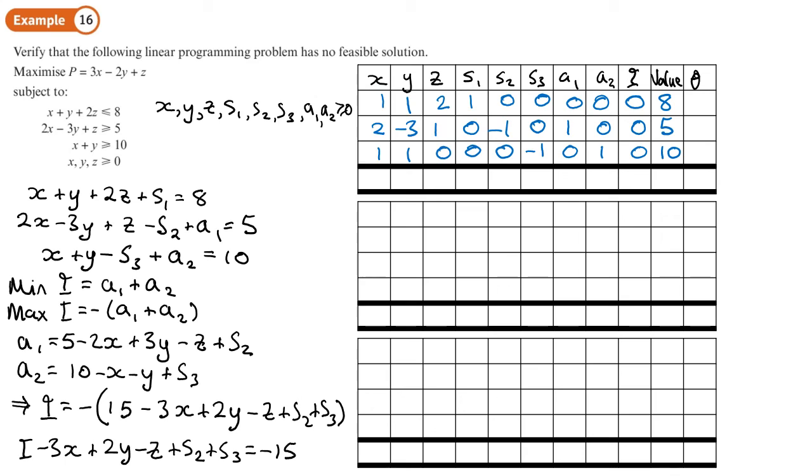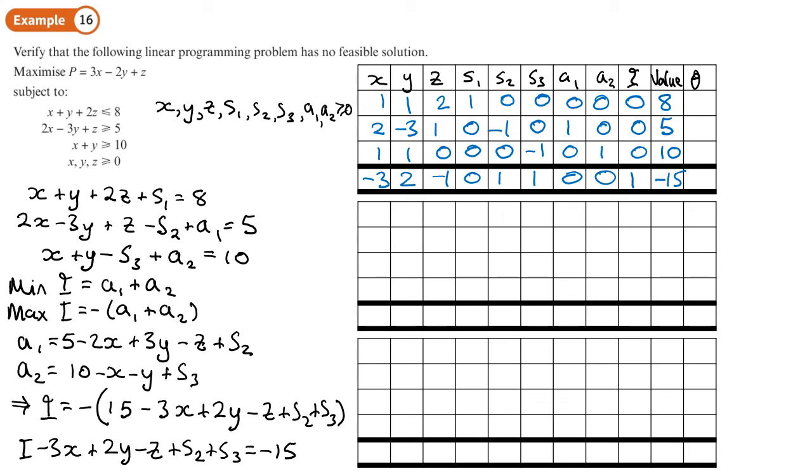And then lastly, we'll add this in. So we've got minus 3x plus 2y minus z. We have an S2 and an S3, no A1 and A2. We have an I, and its value is negative 15.